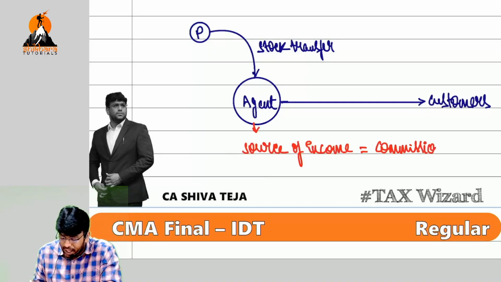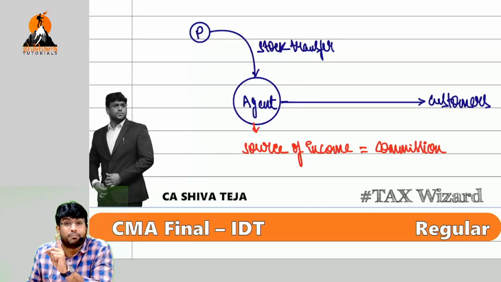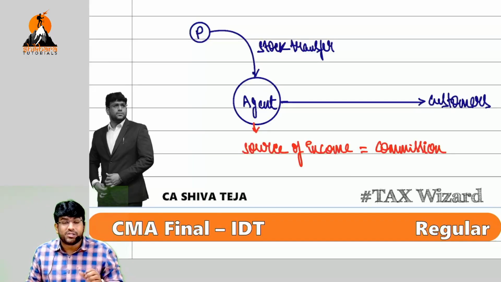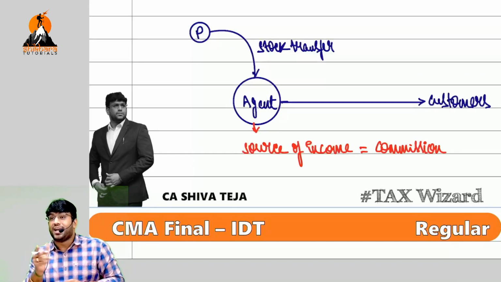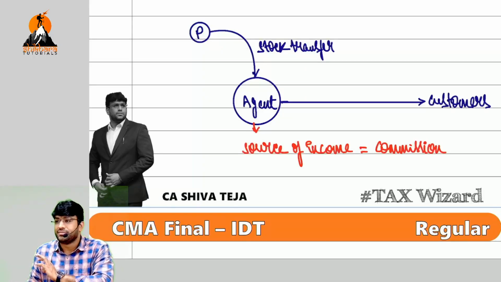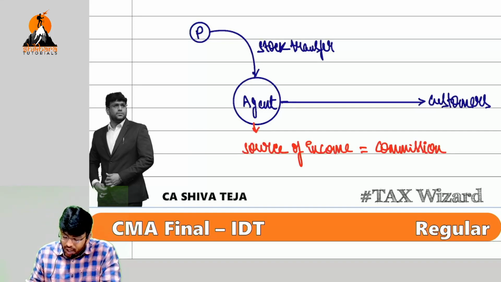I repeat one more time. Agent source of income is nothing but commission. Sir, agent source of income is not profit. It is commission. You might ask, sir, commission is also profit only, no? Generally we use the word profit when we are buying and selling. But when acting as an agent for which we are getting commission, we don't use the word profit. We use the word commission. Getting the point, everybody? So what is the source of income for agent? Commission. On this commission, who will pay GST? Agent is liable to pay GST.